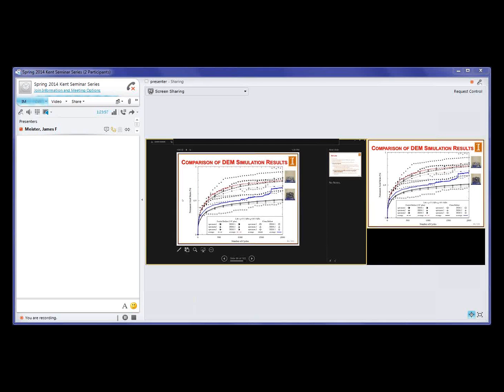So the next step is how to simulate the fully fouled materials with consideration of fines. It hasn't been finished yet. It's still running. I will show the result next time if I have a chance.